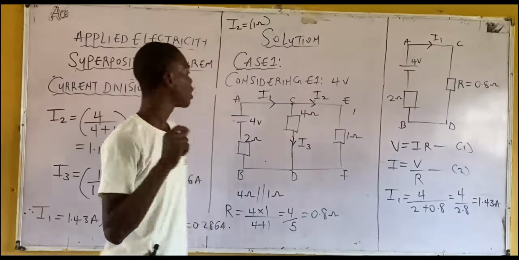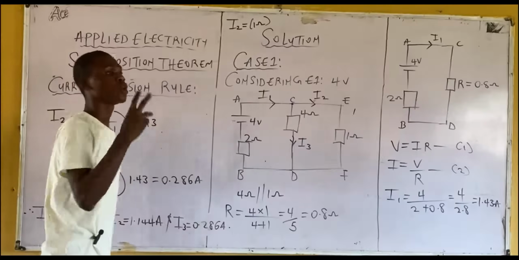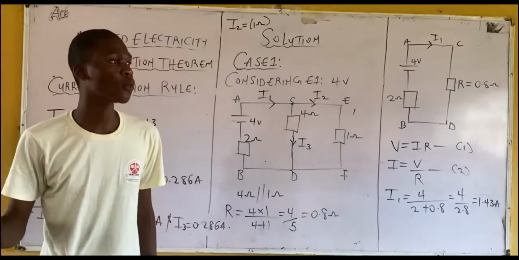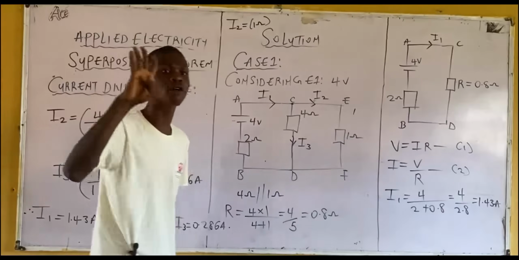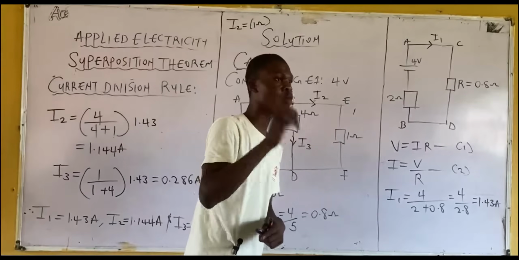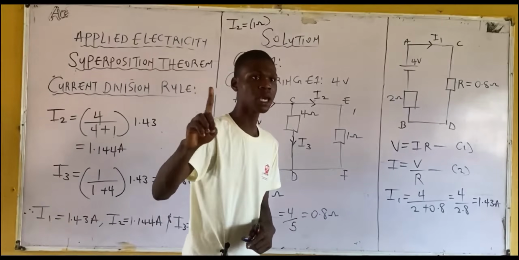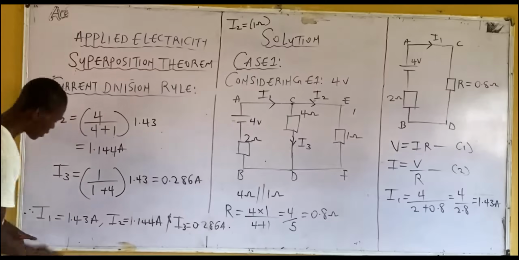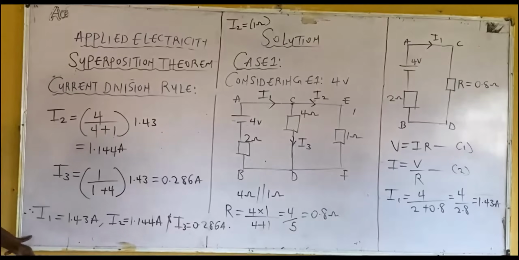Now observe, in our initial question, we have 2 values of voltage, 4 volts and what? 2 volts. Now we considered 4 volts and we got 3 values of current. That is case 1. Case 2, we will consider 2 volts. Are you with me? We are going to get 3 values of current as well. For I1 we will have a corresponding value of current. Any question? In the same branch where we got I1, we are going to get another current there. It becomes the corresponding value of I1 in that branch.